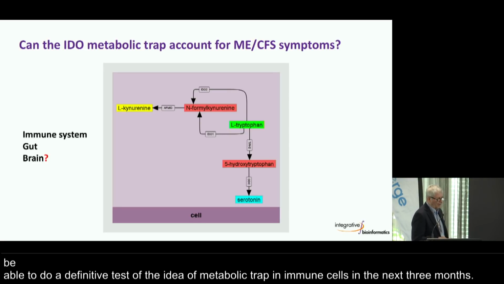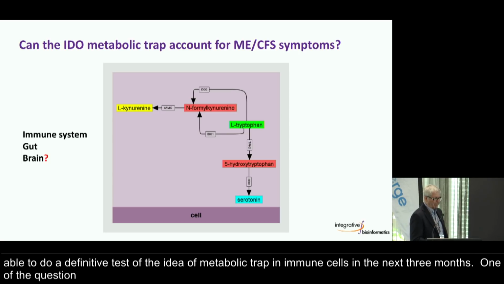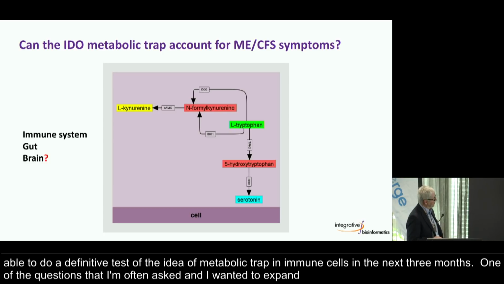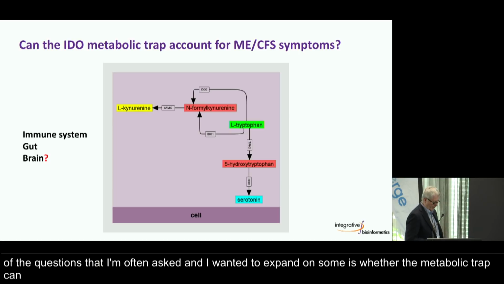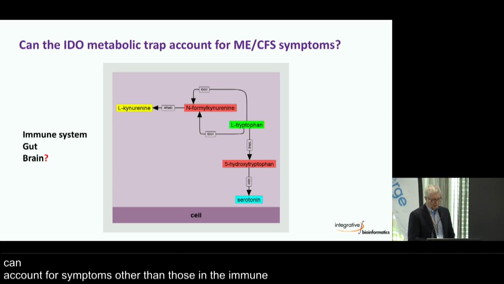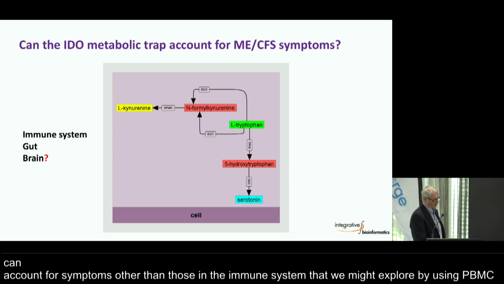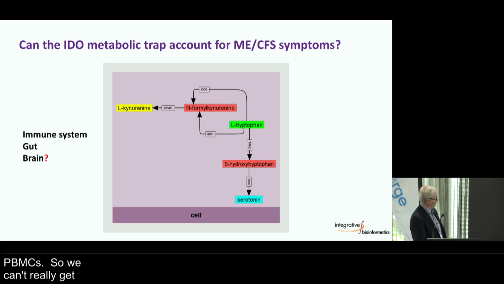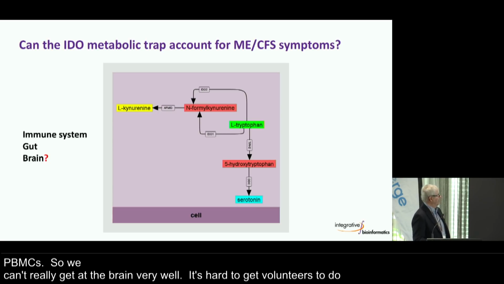So one of the questions that I'm often asked and that I wanted to expand on some is whether the metabolic trap can account for symptoms other than those in the immune system that we might explore by using PBMCs. And so we can't really get at the brain very well. It's hard to get volunteers to do brain biopsies. And so we only have really theory to go on here.